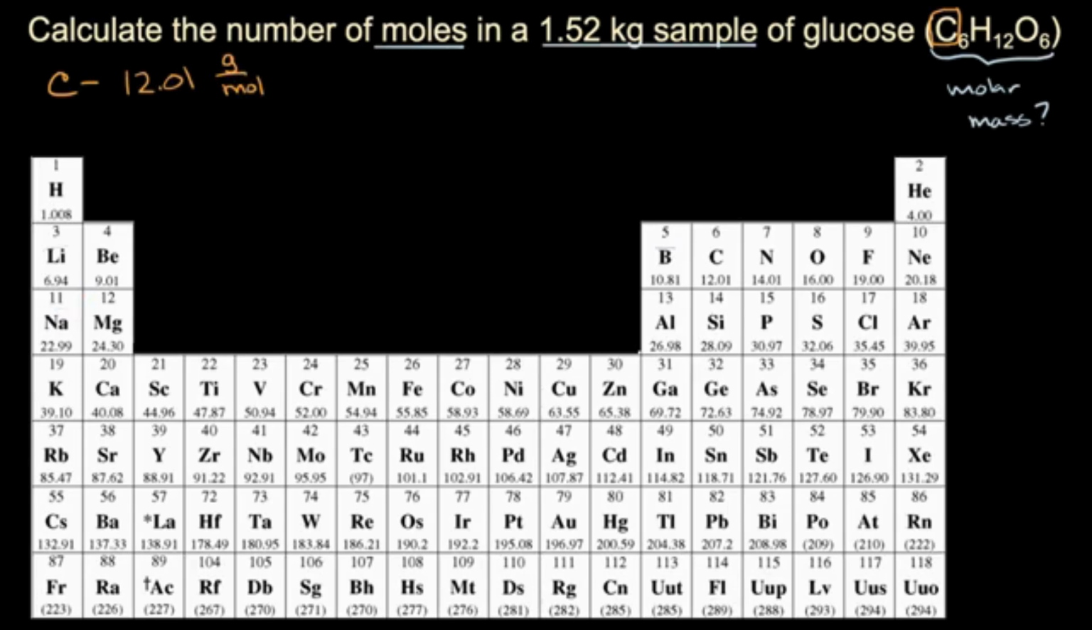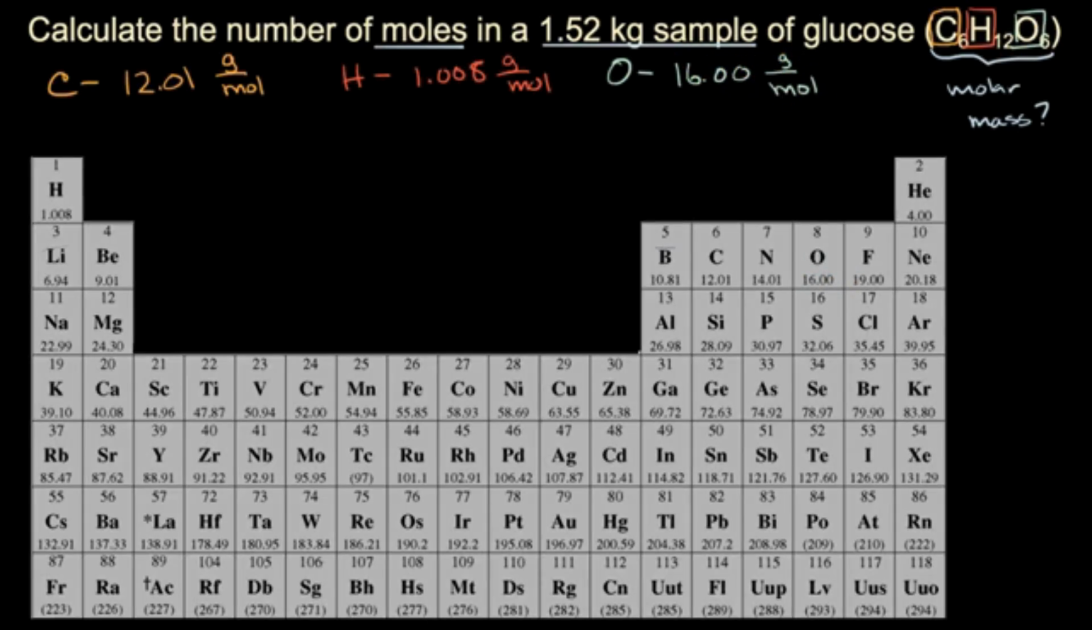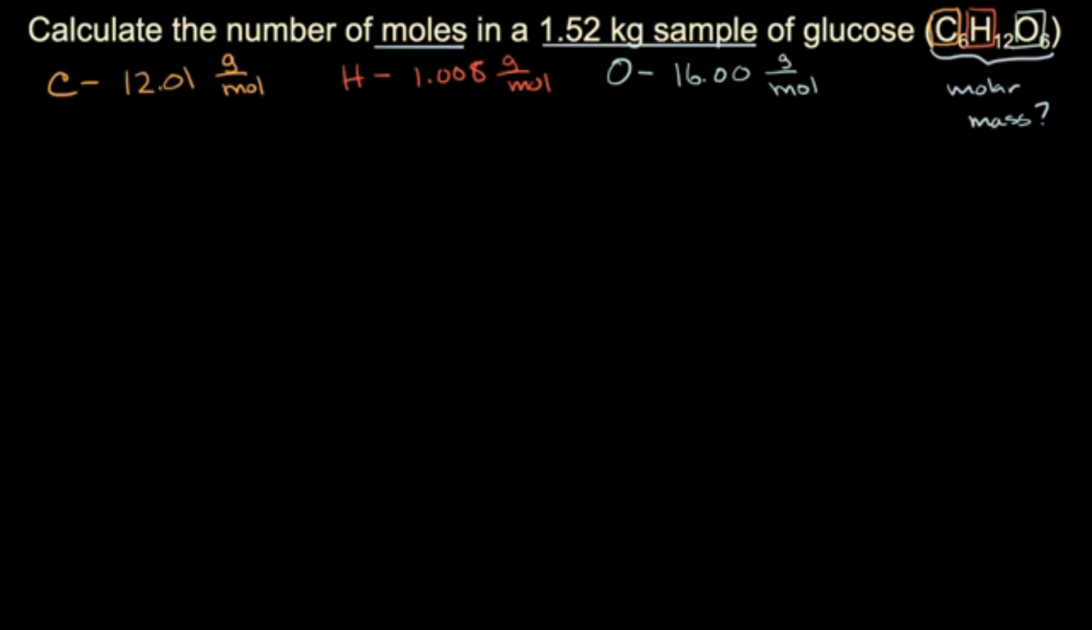And now we can think about hydrogen in the same way. Hydrogen has a molar mass of 1.008 grams per mole. And then last but not least, we have oxygen here. Oxygen, we can see from our periodic table of elements, has a molar mass of 16.00 grams per mole. And so now we have all the information we need from our periodic table.